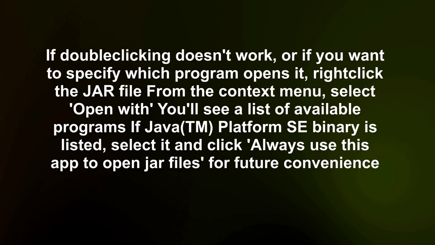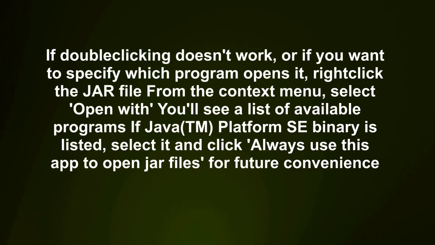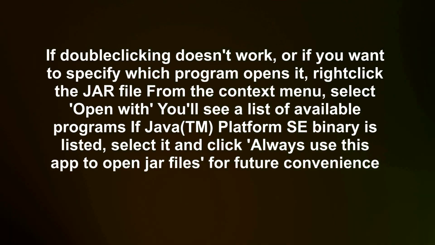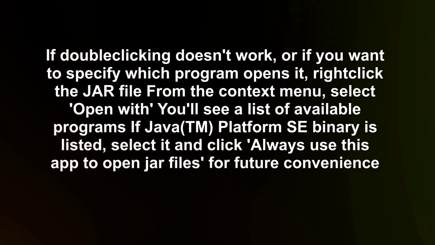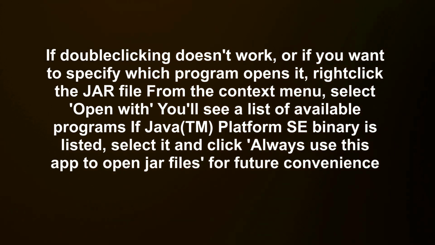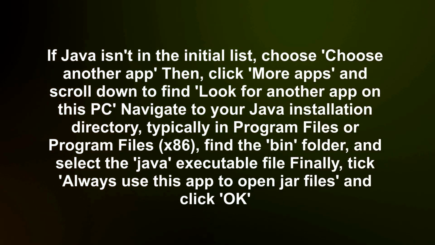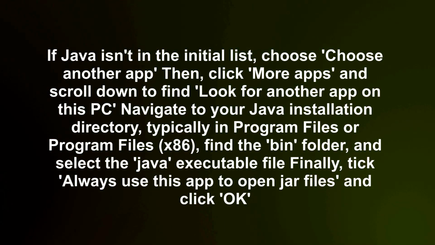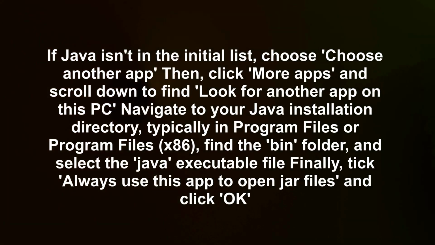If double-clicking doesn't work, or if you want to specify which program opens it, right-click the jar file from the context menu. Select Open with. You'll see a list of available programs. If Java TM Platform SE binary is listed, select it and click Always use this app to open jar files for future convenience. If Java isn't in the initial list, choose another app, then click More apps and scroll down to look for another app on this PC.